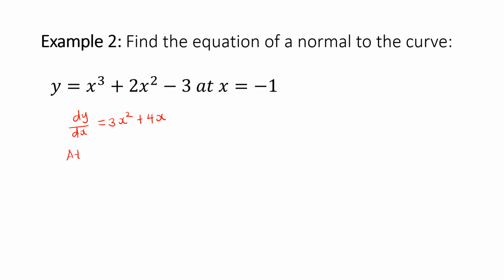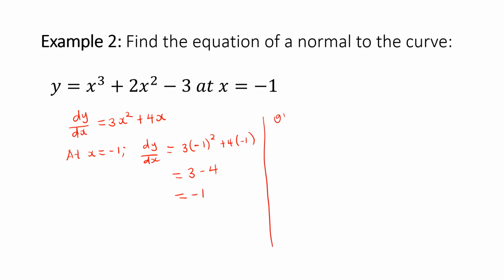So we note that at point x is equals to -1, then the gradient function, which is given by 3x squared plus 4x, will be used to obtain the gradient of the curve by substituting the value of x with -1. So this is 3 into -1 squared plus 4 into -1. So -1 squared gives you +1 multiplied by 3 to give us 3. 4 multiplied by -1 gives us -4. So 3 minus 4 gives us -1. We note that this is the gradient of the curve.